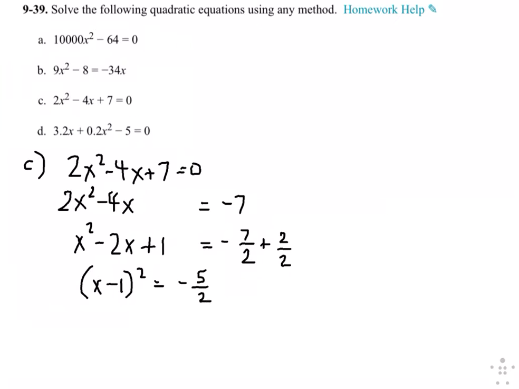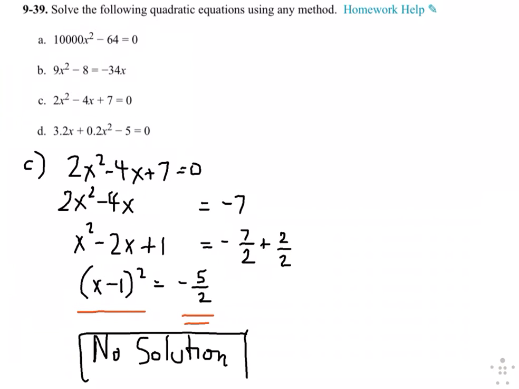Now, right here, I can look at this and see that I have something squared, which I need to take the square root of, equals a negative number. I can't take the square root of a negative number and get a real number solution, so we can stop and say no solution for C. Okay, now let's do D.